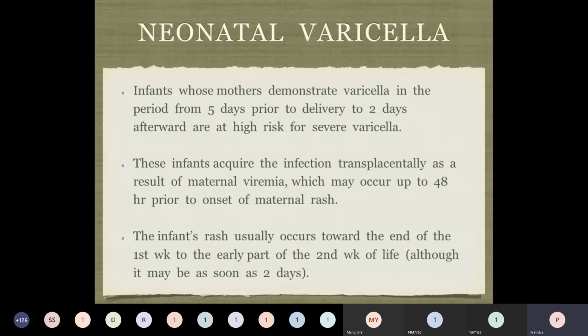What about neonatal varicella? Infants whose mothers develop varicella in the period from 5 days prior to delivery or 2 days afterward are at higher risk for varicella. These infants will acquire the infection transplacentally as a result of maternal viremia, which may occur up to 48 hours prior to the onset of maternal rash. The infant's rash usually occurs towards the end of the first week or the early part of the second week of life, but it can occur as early as within 2 days.